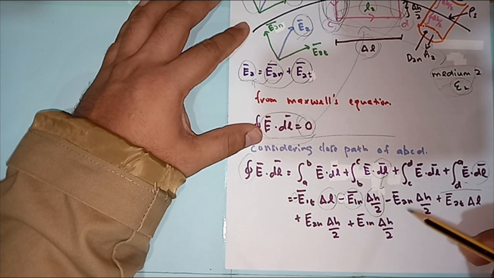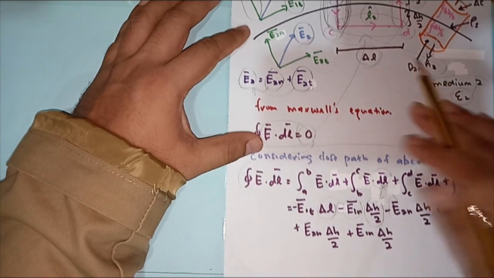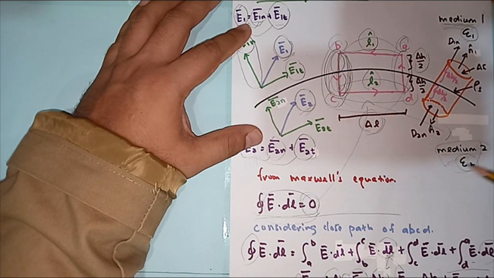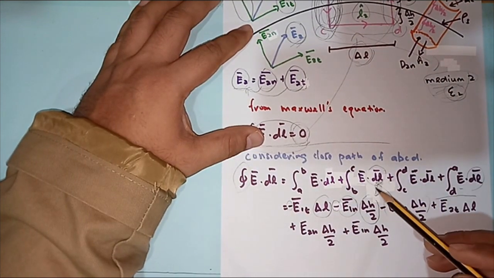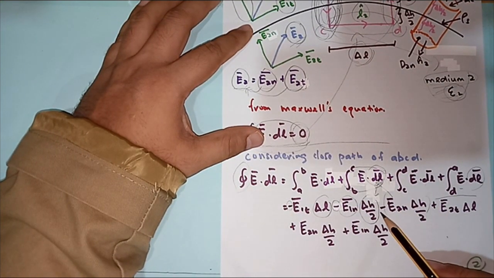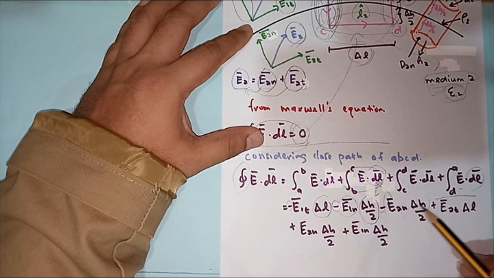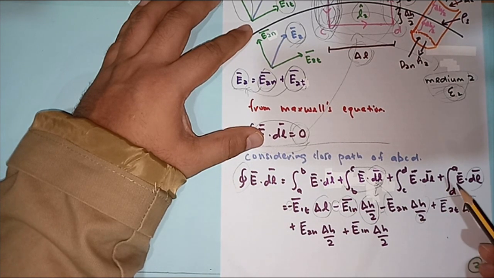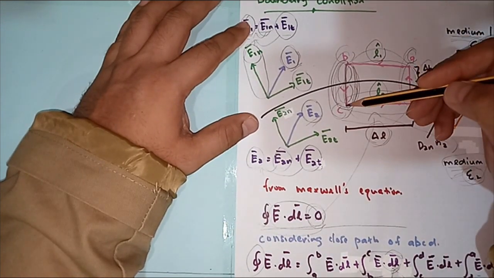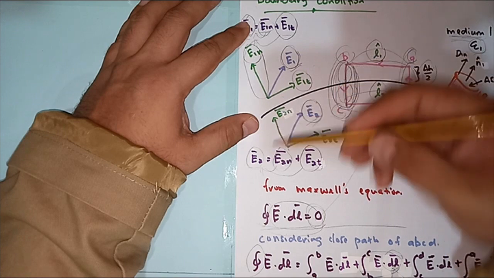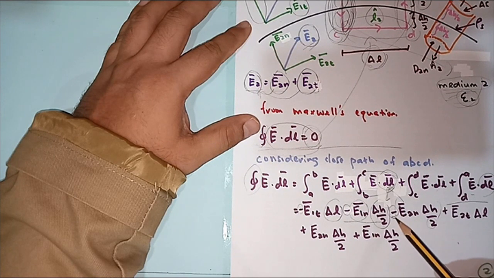So the same goes for the second part of this integration process. Half of the line exists in medium 2, so the other half of this line integration is equal to minus vector E2n multiplied by delta H divided by 2. Same as this part, because the direction of this line vector and the direction of the normal component of the E2 vector are opposite to each other, we have the minus sign here.